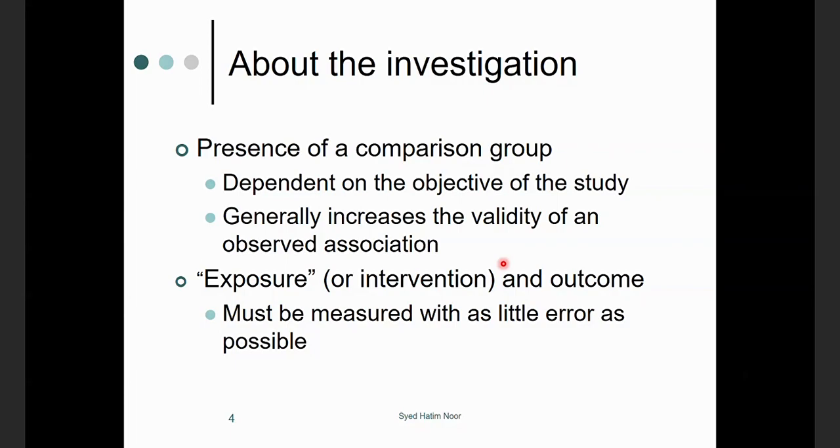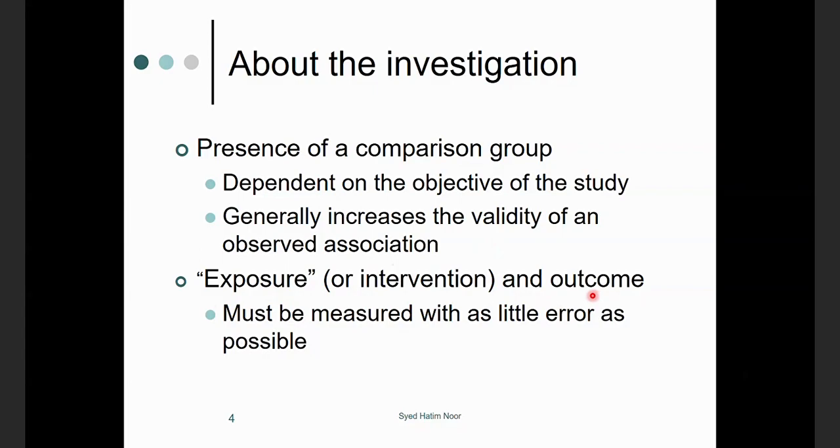And then, in terms of intervention, your exposure and outcome must be measured with as little error as possible. For example, even with a simple questionnaire that you give to the participants, if the participant cannot remember, then it will have recall bias already. For example, without measuring any BMI, you just ask them to write down what their weight is.